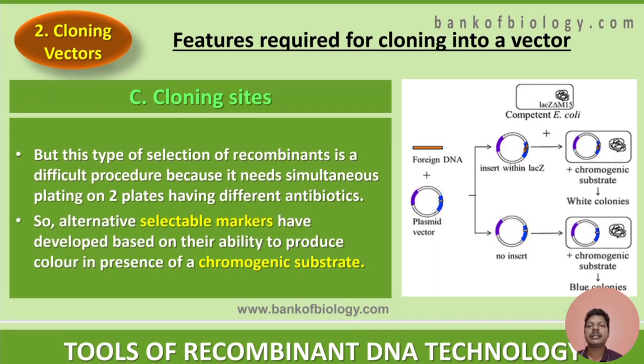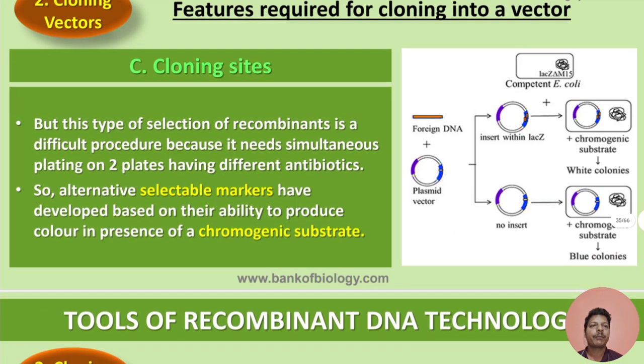But this type of selection of recombinants is a difficult procedure because it needs simultaneous plating on two plates having different antibiotics. So alternative selectable markers have been developed based on their ability to produce color in the presence of a chromogenic substrate. Here you can see competent E. coli, foreign DNA inserted with lacZ, and chromogenic substrate is there. White colonies are formed. With the plasmid vector, no insert, and chromogenic substrate, blue colonies are formed.